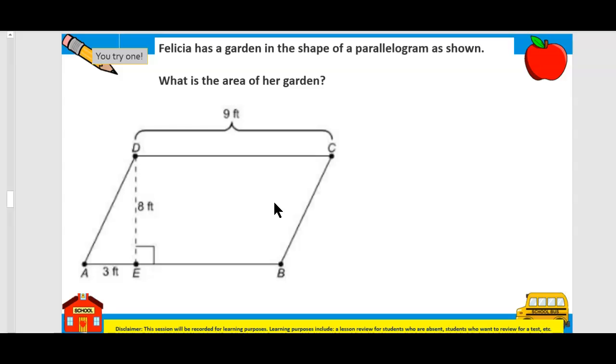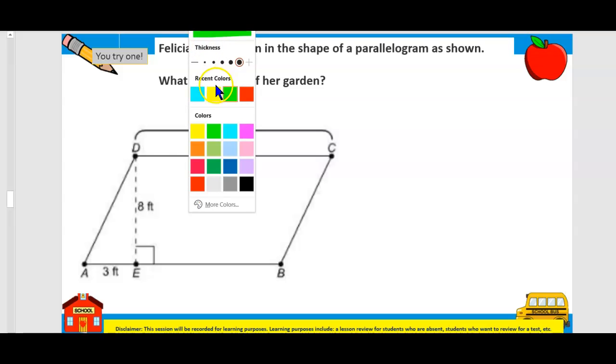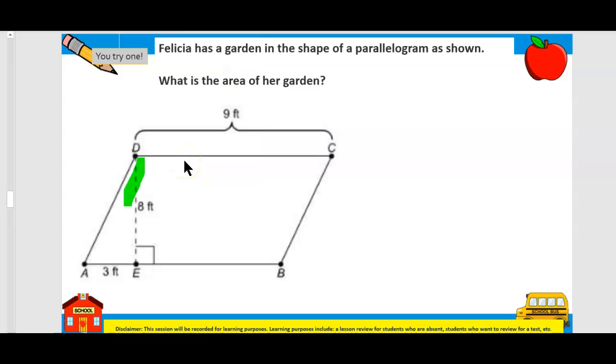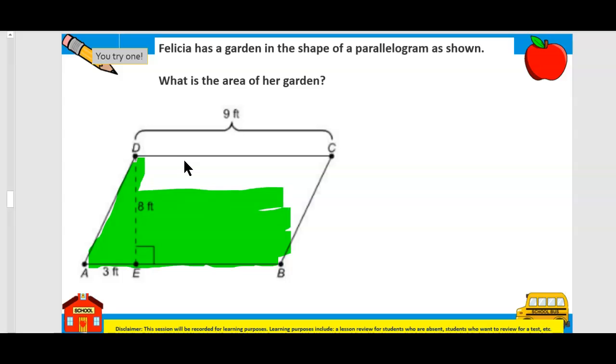This is where it gets interesting. What's the base? What's the height? I'm going to shade in what we're really looking for. I'll pick yellow, I suppose. Oh, it's not yellow. We'll go with green then. We're looking for the area of the parallelogram. Some of you are wondering, are we finding the area of the triangle? The area of everything left of the triangle? Right of the triangle? No, we're finding everything here.